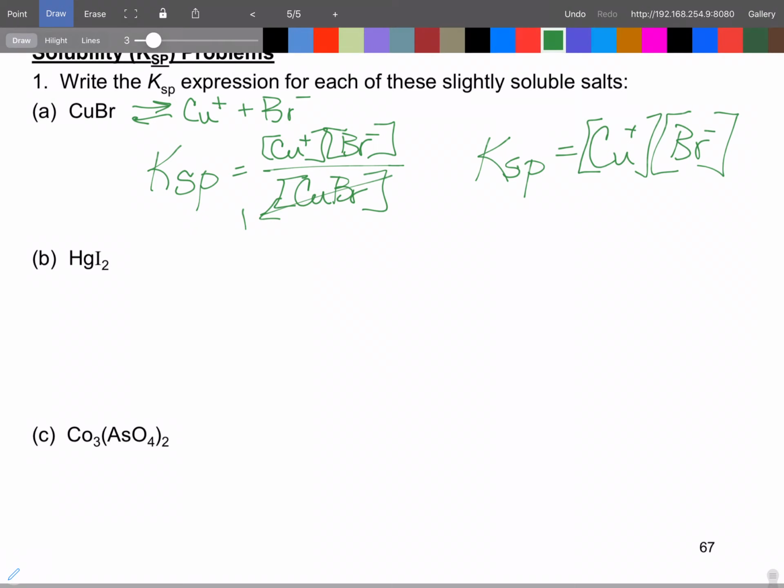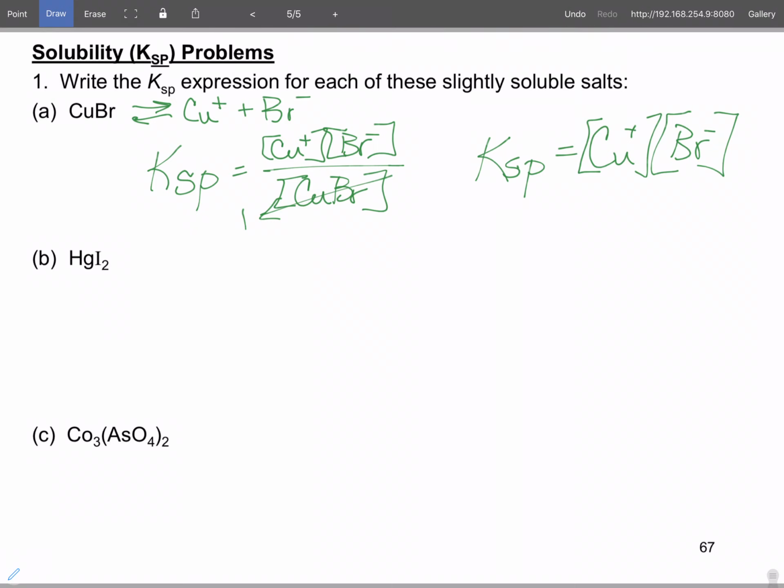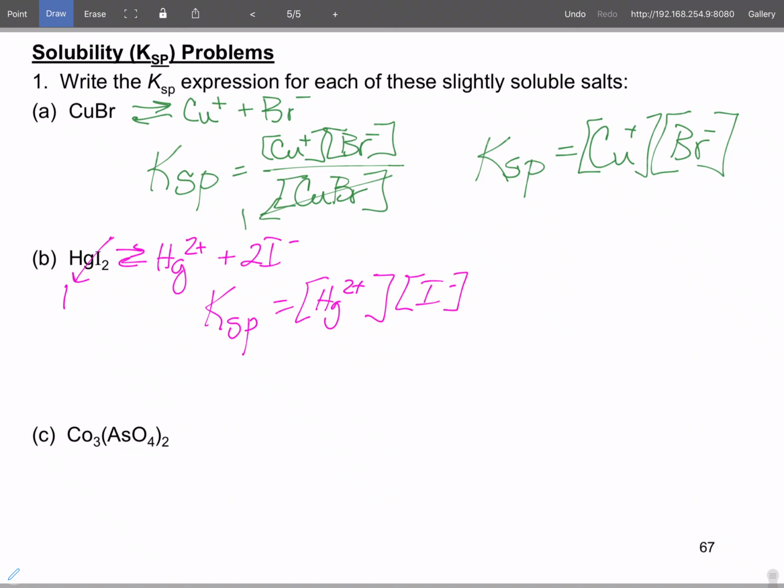Now you can make your life a little bit easier by going ahead and dropping it out. So again, on this one, we're going to dissociate. So you're going to have mercury 2 plus, 2 iodides 1 minus. Remember, this is your solid, so it drops out. So your Ksp here is the mercury concentration times the iodide concentration squared. Now notice that this 2 strictly goes as the exponent. You do not have a 2 within the box. Okay, so these two are relatively simple.